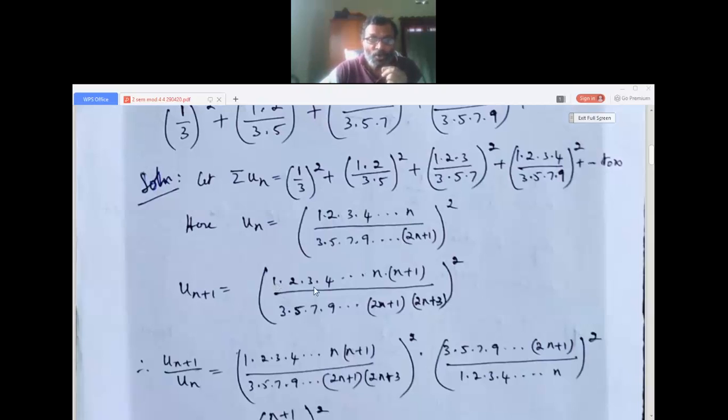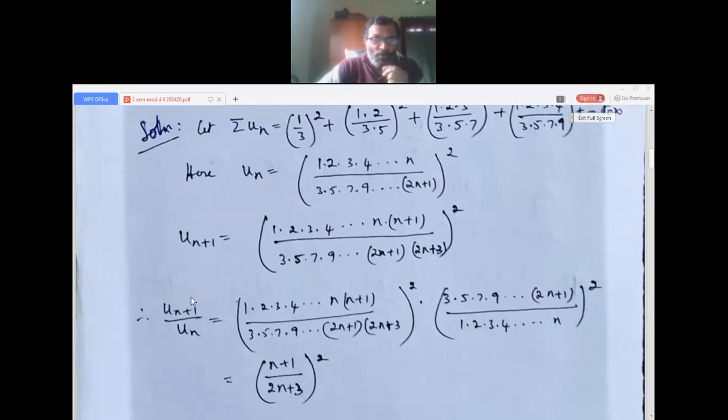So for 1 into 2 into 3 into 4 till n, the next term will be with n plus 1. Same type of term, but wherever there is n, we put n plus 1. Similarly, for 3 into 5 into 7 into 9 till 2n plus 1, the next term replaces n by n plus 1. So 2n plus 2 plus 1, that is 2n plus 3, squared.